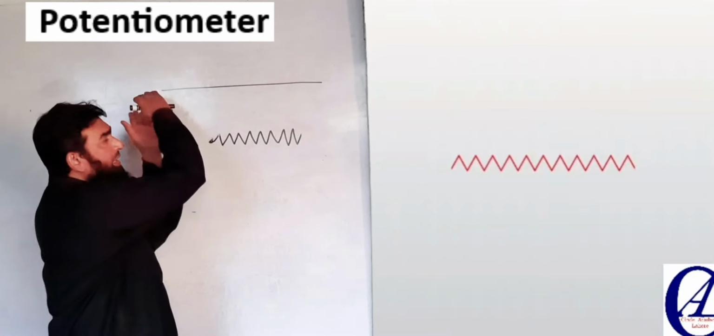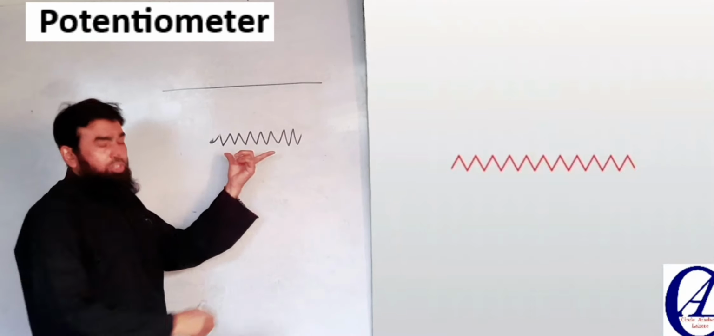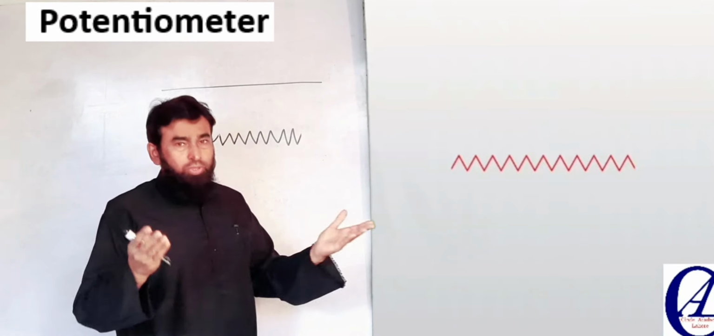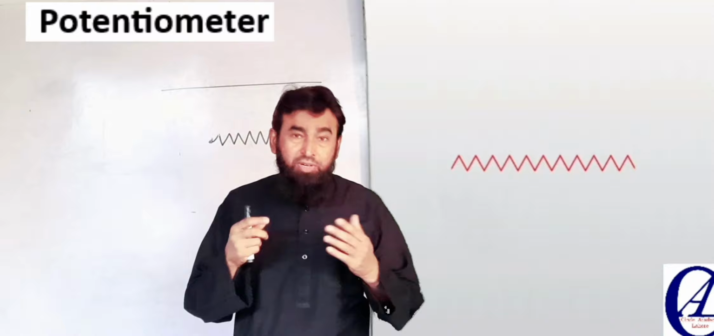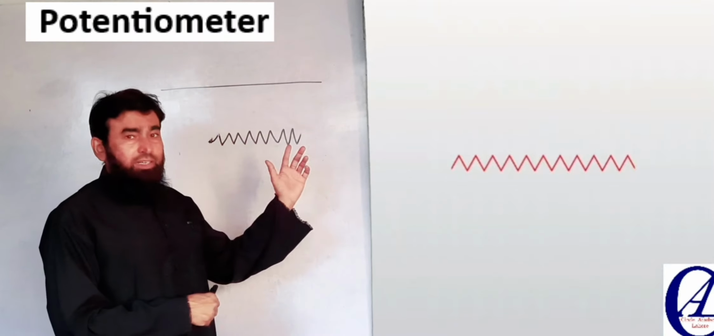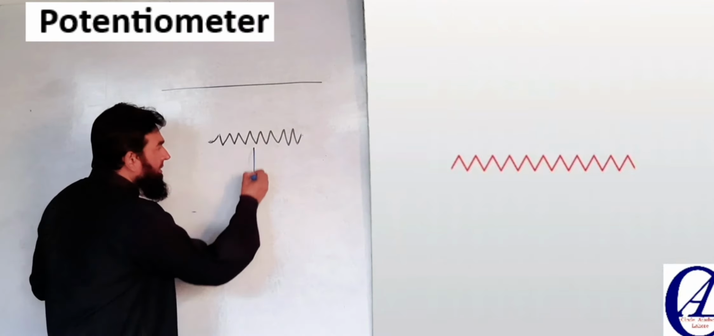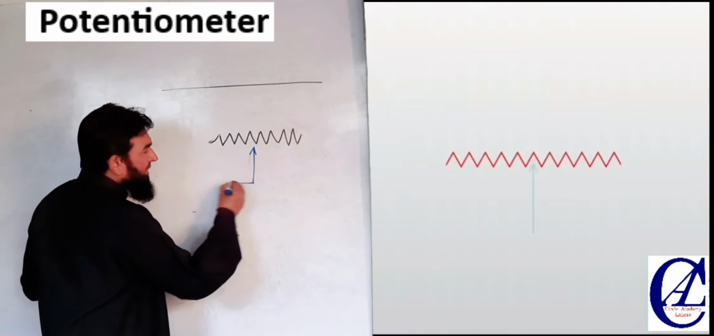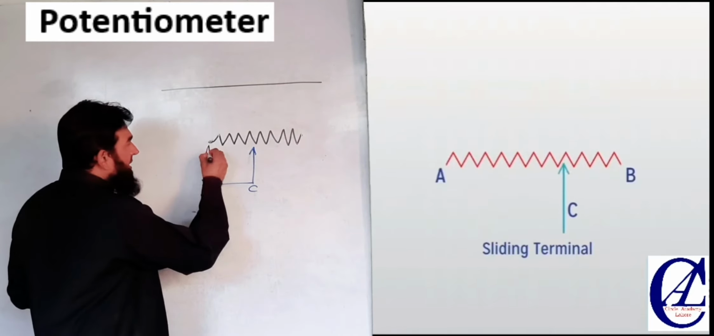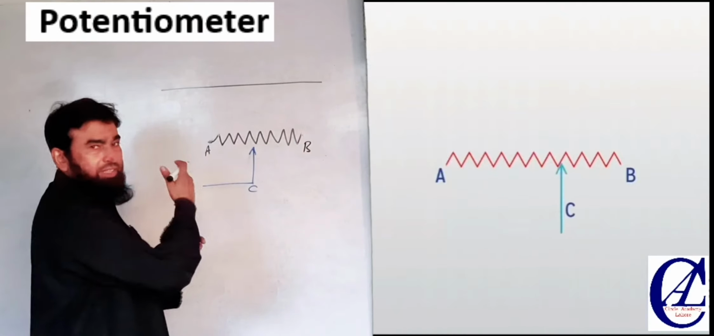So instead of showing this wire like a straight line, I'll show it like this, which shows that this wire has some resistance. You know that every conductor has some resistance. So in this way, we can show the resistance of that conducting wire. Now, there is a terminal C, which can slide between 2 points or 2 ends of this wire like this.